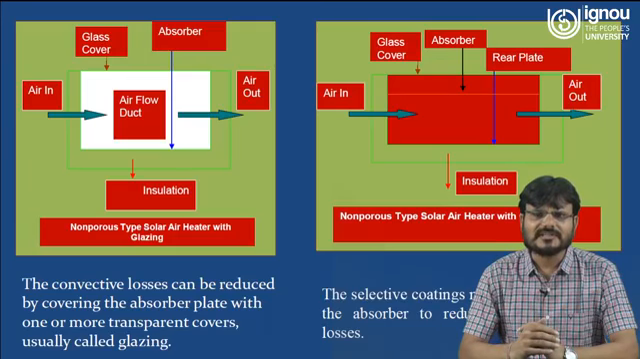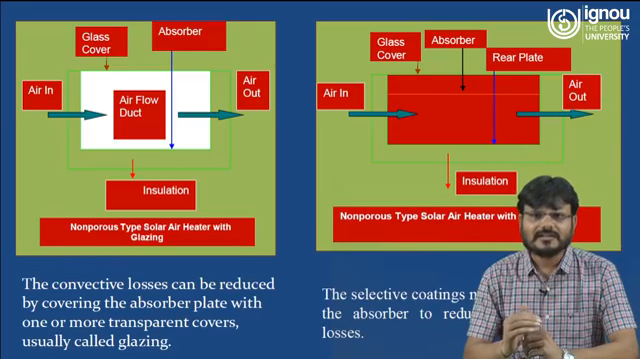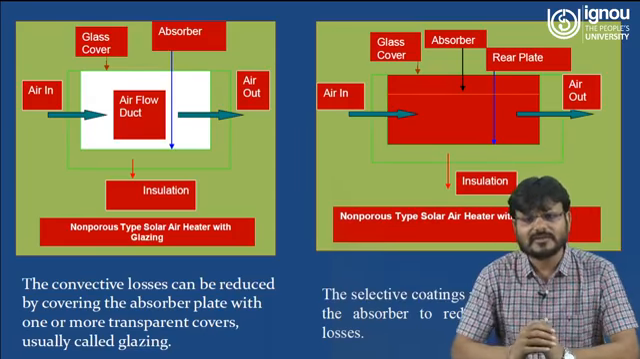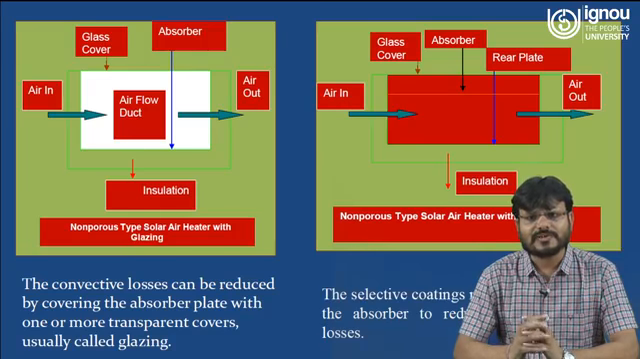Another type you can see here, non-porous type solar air heater with glazing. Here you can see the absorber in between, that means between the glass cover and the bottom. So here heat will be transferred between the absorber and the bottom of this chamber. The principle is the same. Again the air will come in contact with the absorber, the heat associated with the absorber will transfer to the air, and you can collect the hot air. Hot air is nothing but heat in the form Q equal to m c delta T. Again, you can also see that a selective coating may be applied to the absorber to reduce the radiative losses.